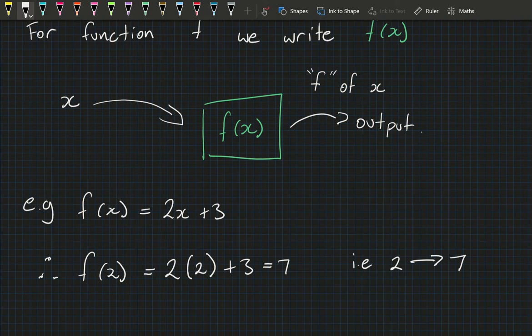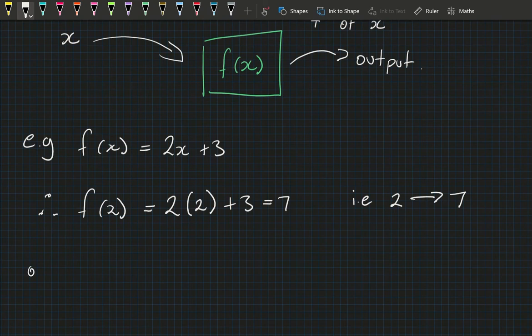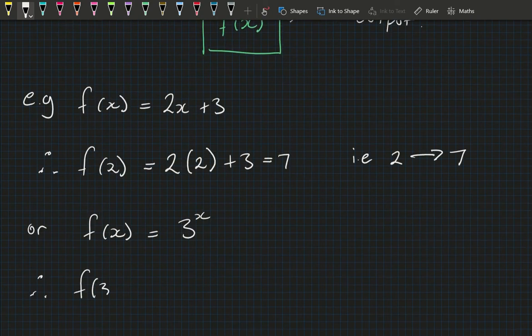So we could have f of x equals 3 to the power of x. And again, instead of saying when x equals 3, I'm just going to write f of 3 equals 3 to the power of 3, which equals 27. Okay, so the 3 is just taking the place of the x there. And in our arrow notation before, we would say that 3 goes to 27.